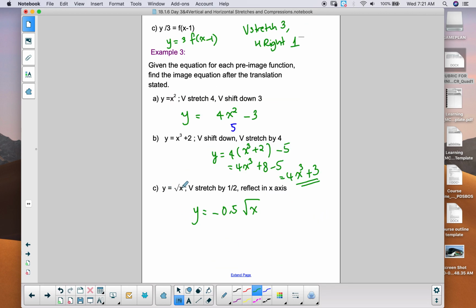Y equals root of x, square root of x, vertically stretched by 1/2, and reflected in the x-axis. So reflecting in the x-axis makes it a negative, and stretching by 1/2 makes it 0.5. So negative 0.5 root x.